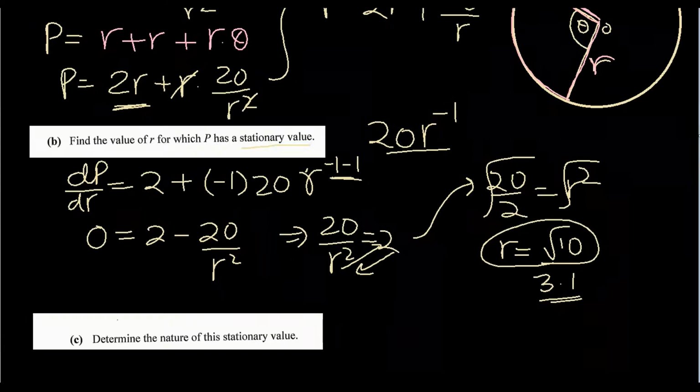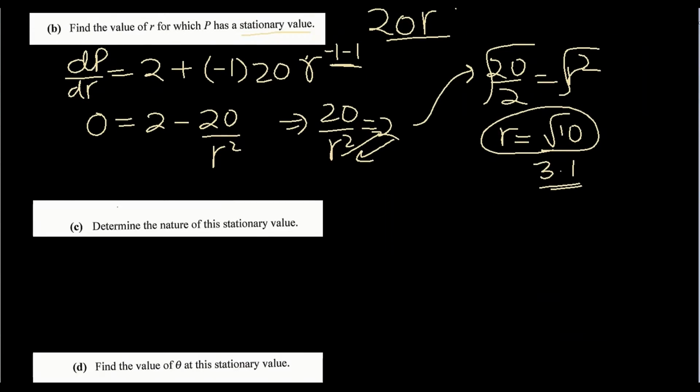Determine the nature of this stationary value. Find the value of r for which p has a stationary value. So we found r. Now we have to find its nature.